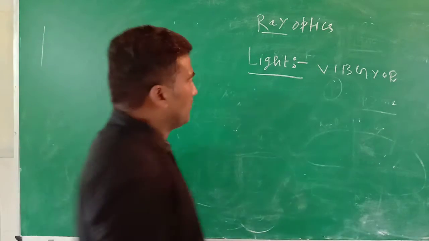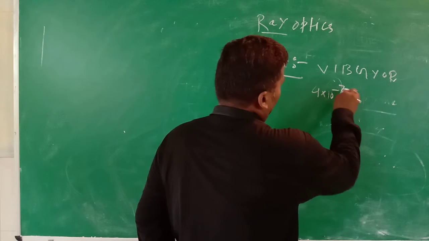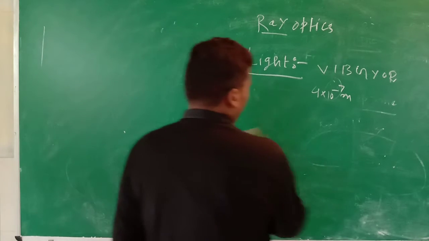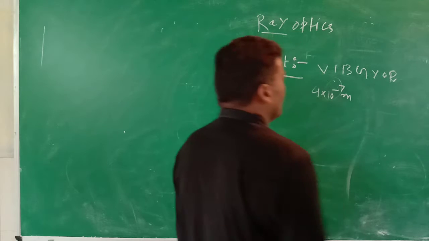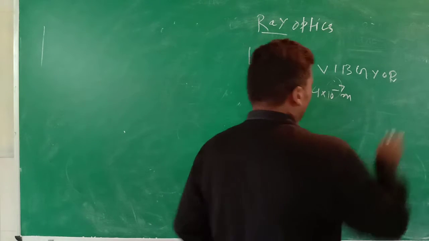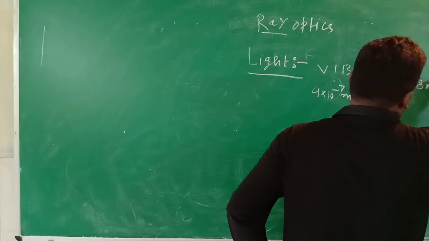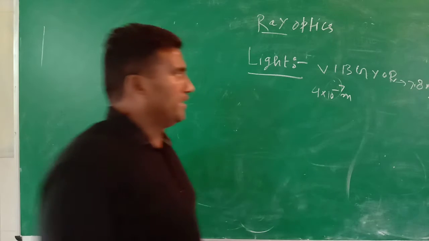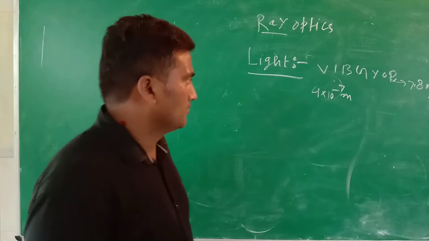The wavelength of the violet color is 4 × 10^-7 meter, and the wavelength of red color is 7.8 × 10^-7 meter. It is in ascending order of wavelength and descending order of frequency.